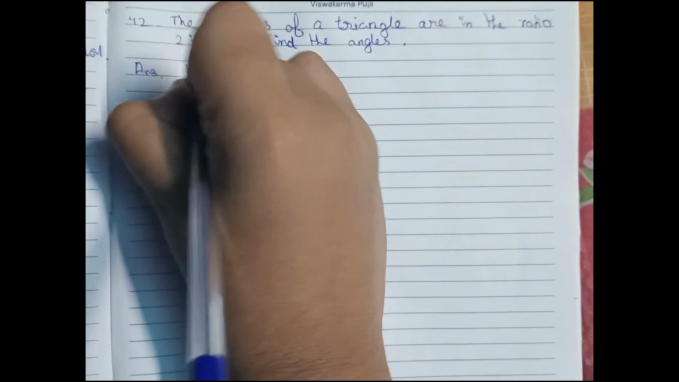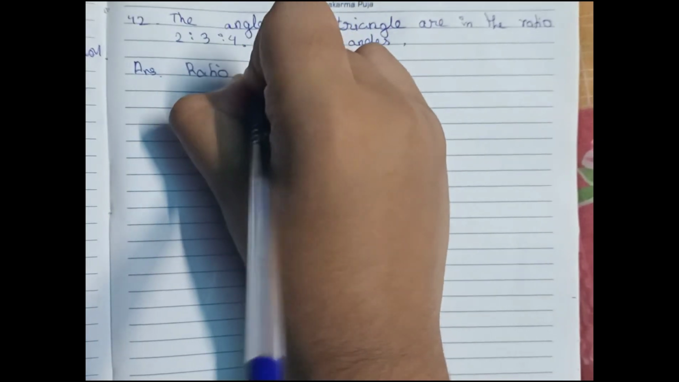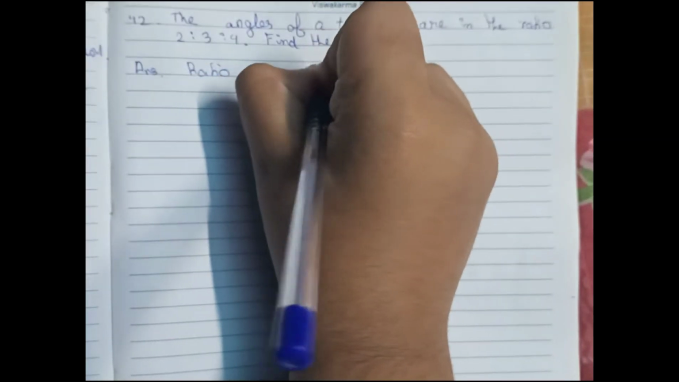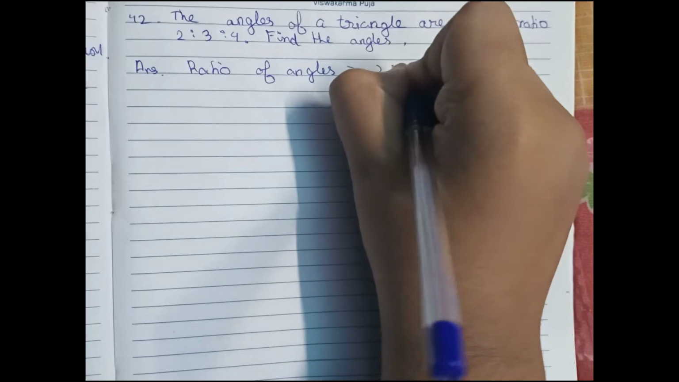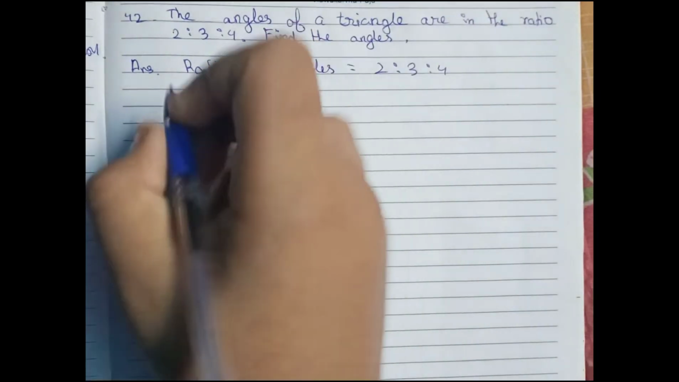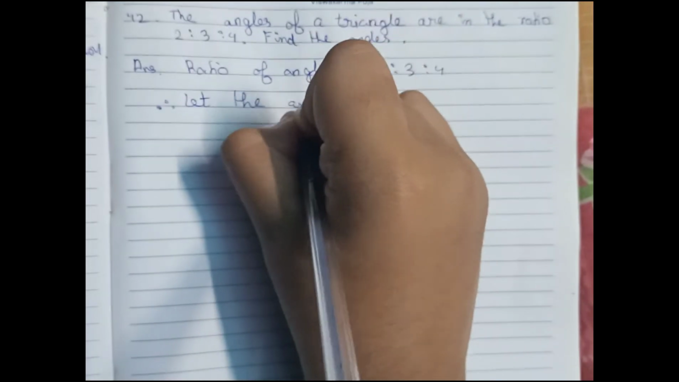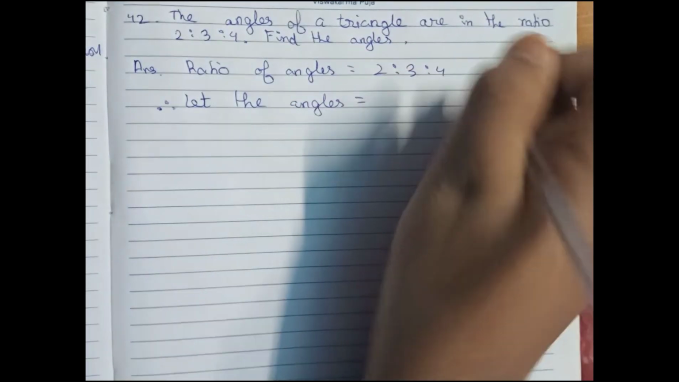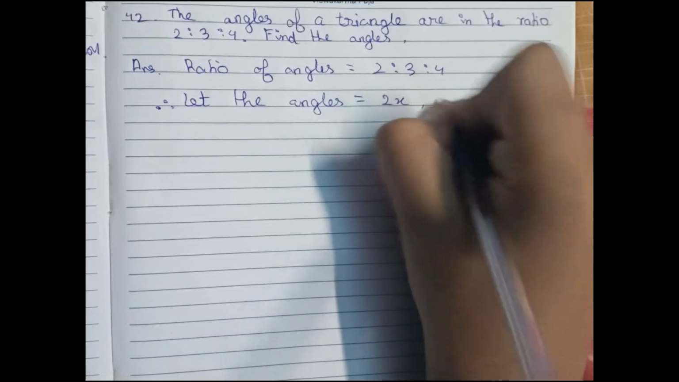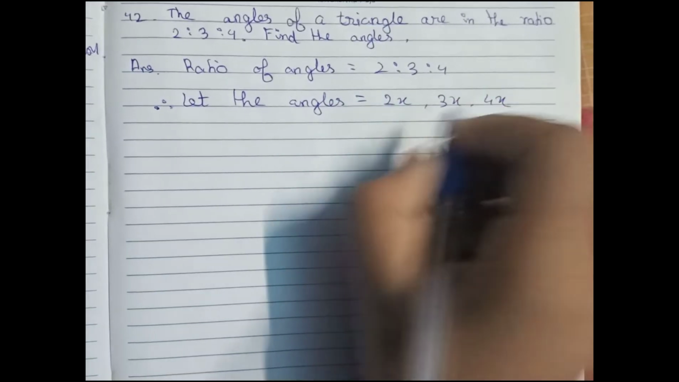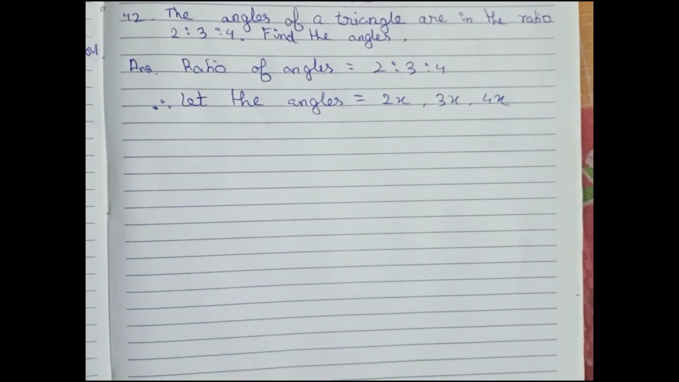First we write that ratio of angles equals to, so it is given 2 is to 3 is to 4. So now therefore let the angles equal to, so we write it as 2x, 3x, 4x. So let 2x, 3x and 4x are the angles of our triangle.